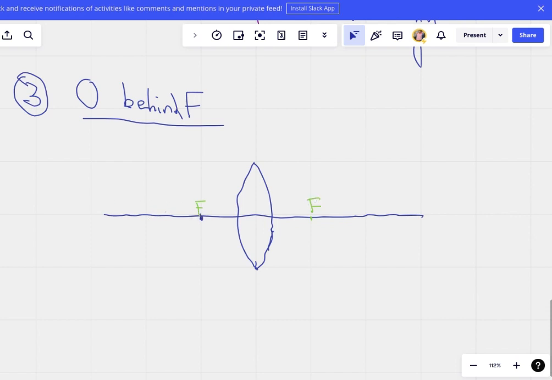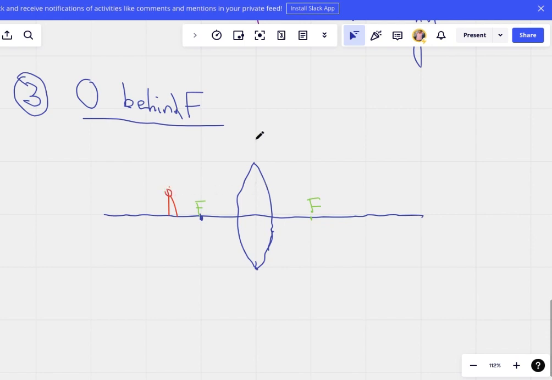Now I want to put the object behind the lens. Behind, meaning not on the lens. You know, in the first one, for the image, we put the object between F and C. The second one, we put the object on the F. The third one, we're putting the object behind the F. Let's say this is our candle light. We're putting it behind the F.